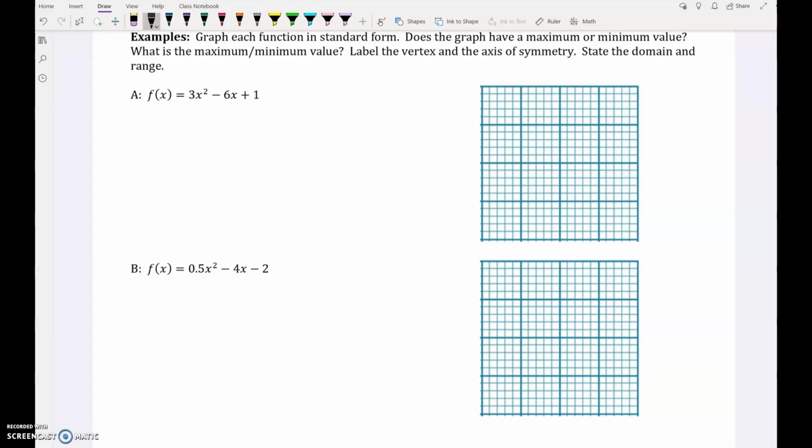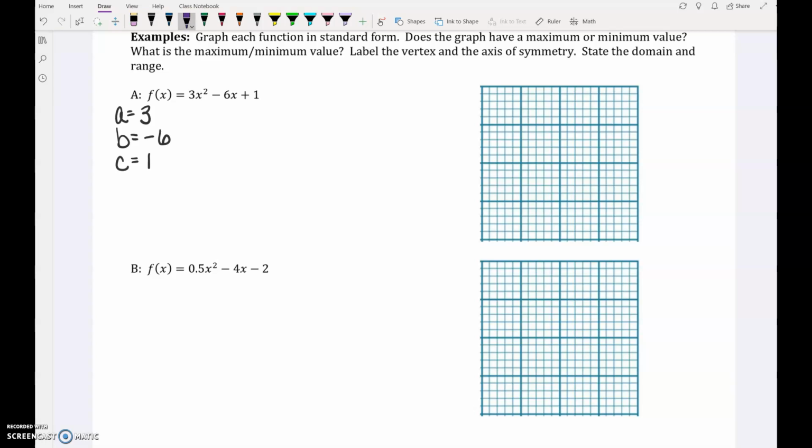As you get familiar with this, you probably won't need to do this first step. The first thing I'm going to do is identify that a is the number 3. What is b? -6. And c is 1.